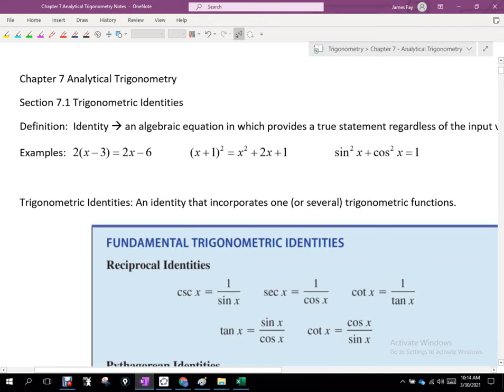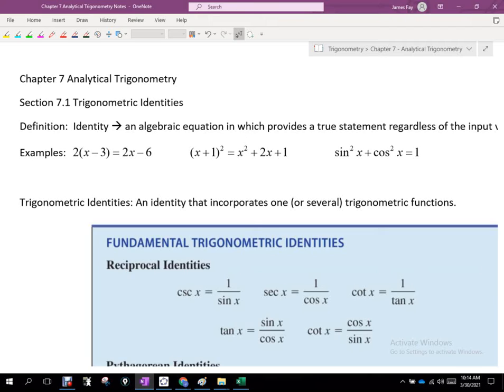First thing we want to talk about is what an identity is. We talked about this in chapter 5. We talked about this the first day of college algebra. An identity is an algebraic expression that is always true regardless of the input value that you use. Okay. So if I look at that first one, that's a linear identity.